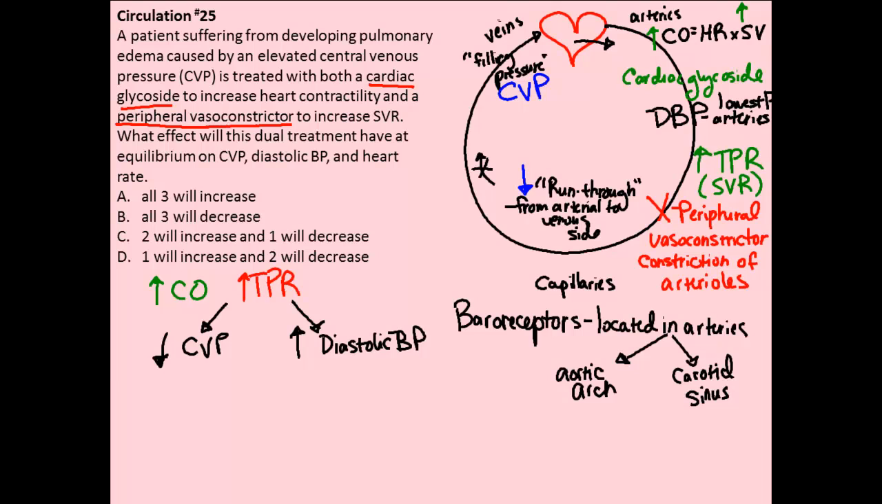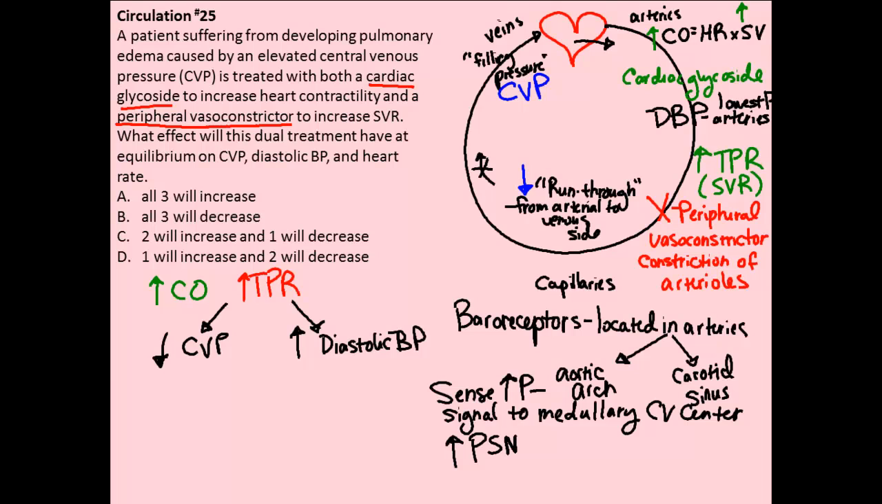So these baroreceptors would sense an increase in pressure, and they're going to start signaling to the medullary cardiovascular center that we need to bring our pressures back down. So we would see an increase in our parasympathetic nervous system output from the cardiovascular center and a decrease in our sympathetic output, and those effects together would help to decrease our heart rate in an attempt to bring our arterial pressures back down to normal.